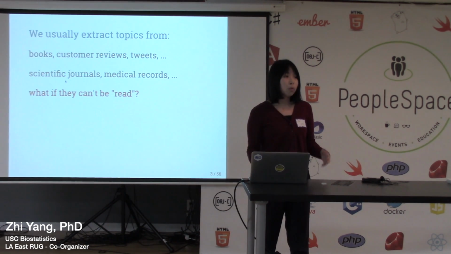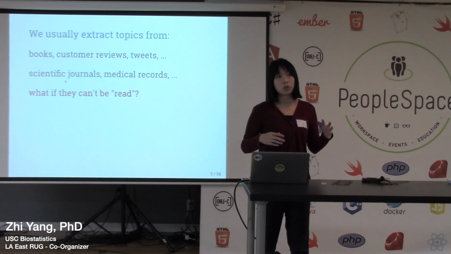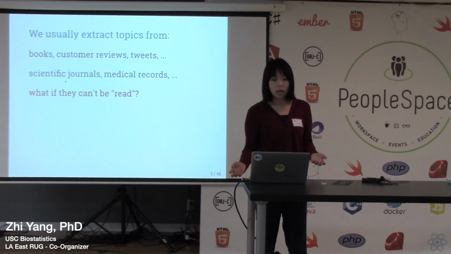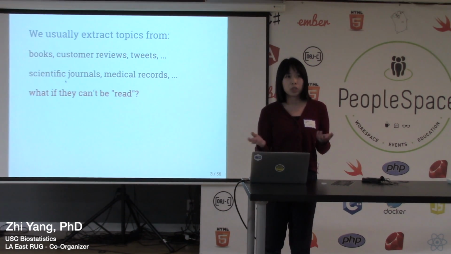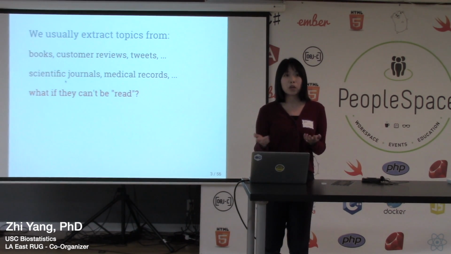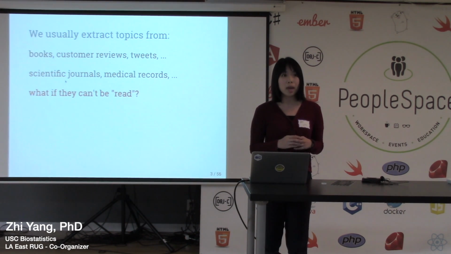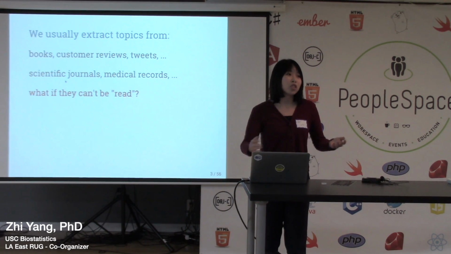Usually when we extract topics, we're talking about books, customer reviews, tweets, which probably don't require much domain knowledge. Anyone can read them. Some people even use it to understand scientific journals, so you don't have to read every single one. I even ran into someone at the RStudio conference earlier this year who used it to understand medical records from patients, even without any medical knowledge. But what if there are scenarios where you just cannot read them?